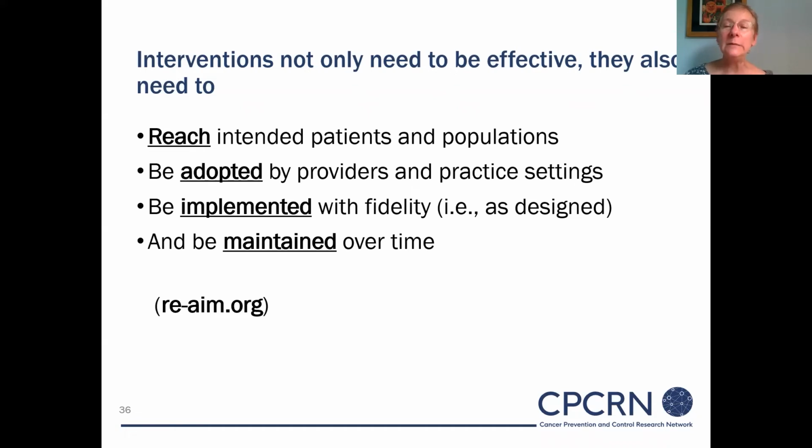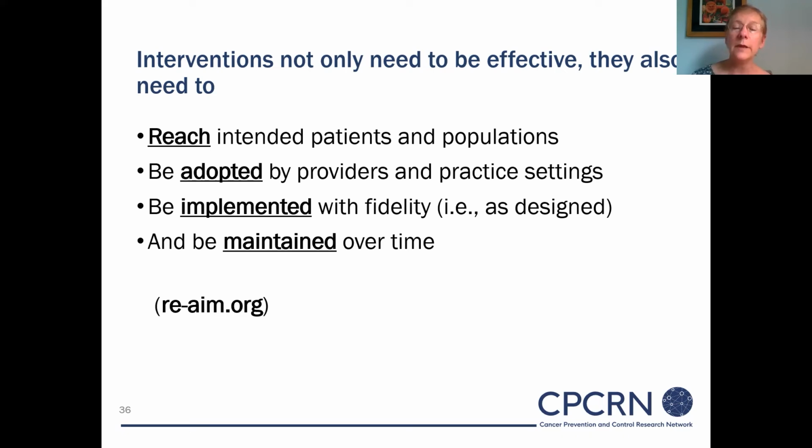So interventions not only need to be effective, they also need to reach the intended patients and populations, be adopted by providers in practice settings, be implemented as intended or with fidelity, and maintained over time. Those are four of the 5 criteria in the RE-AIM framework, which is an evaluation framework that we're going to be talking about more next time. And the point of this is really a way of thinking that effectiveness is only a piece of the story.